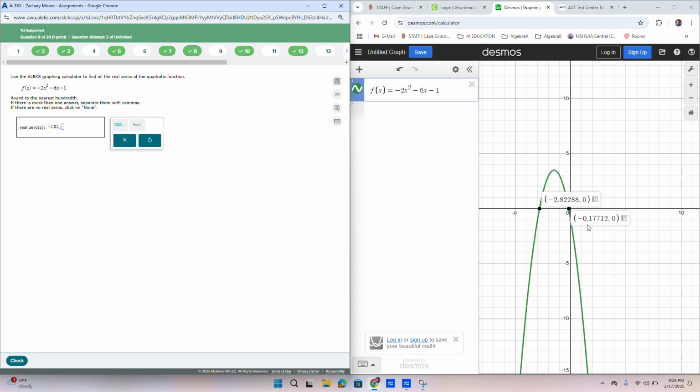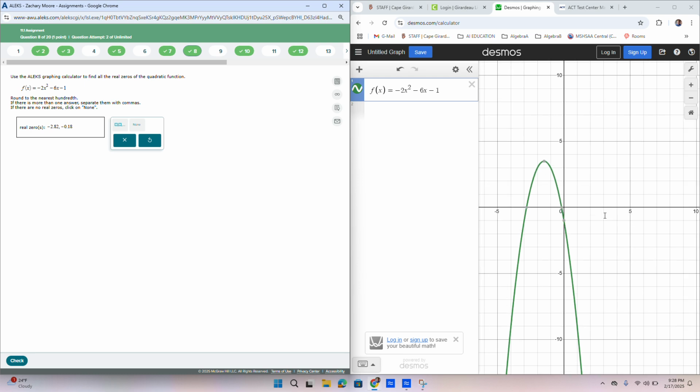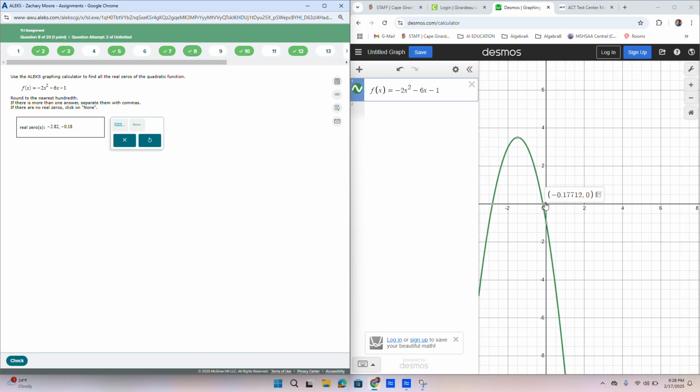And then your next one is -0.17712. So we're going to go ahead and type in -0. And then we're rounding to the nearest hundredth. So that's 2 decimals. So that's going to be -0.18. Because this 7 right here is going to round that 7 up to an 8.